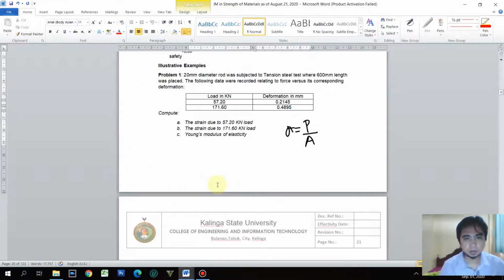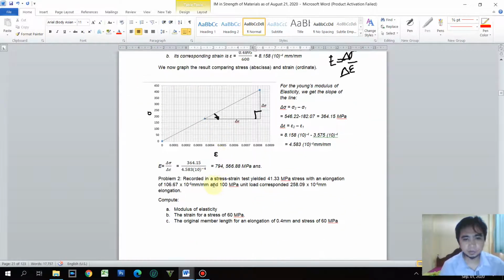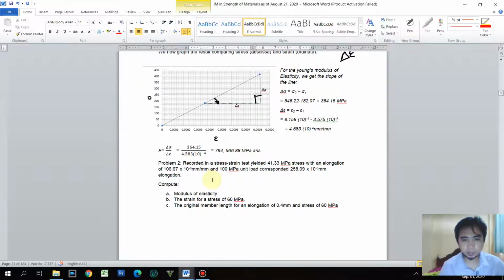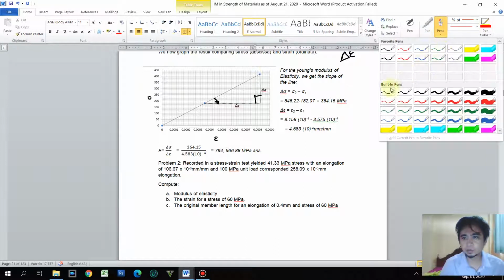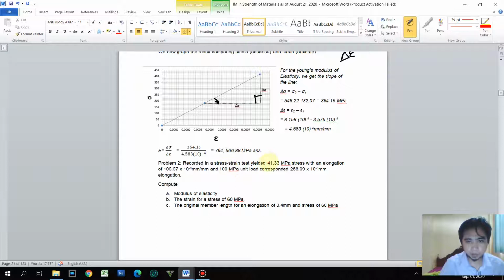Okay, moving on to the second problem, we have stress and strain given. So as we can see here, for a stress of 41.33 megapascals, there will be an elongation of 106.67 times 10 raised to negative 6 millimeter per millimeter. And then increasing the stress to 100 megapascal, the strain, the deformation also increases to 258.09 times 10 raised to negative 6.